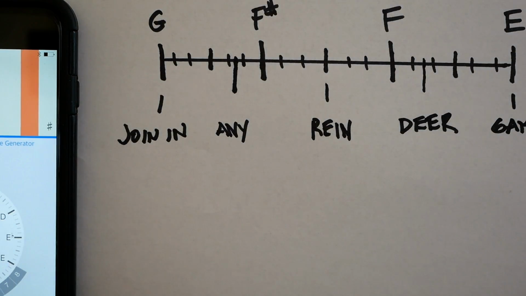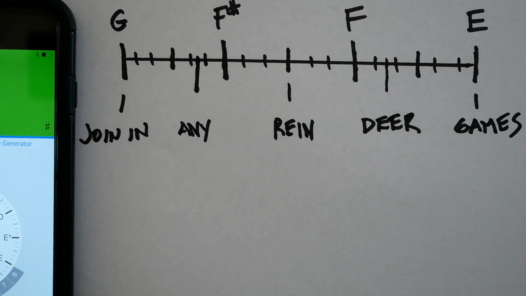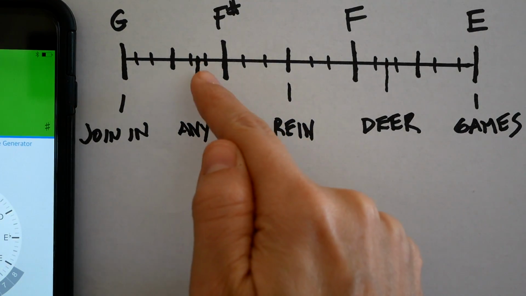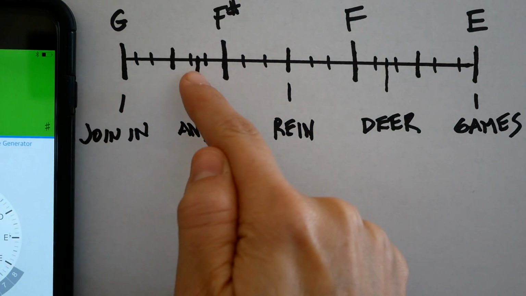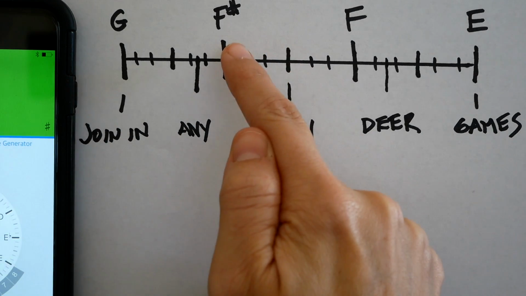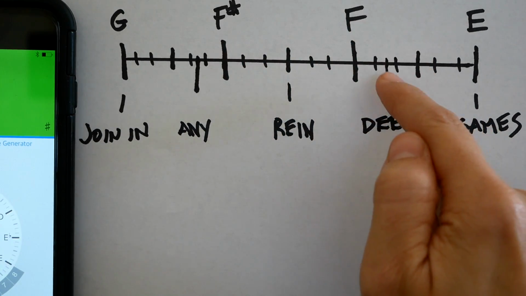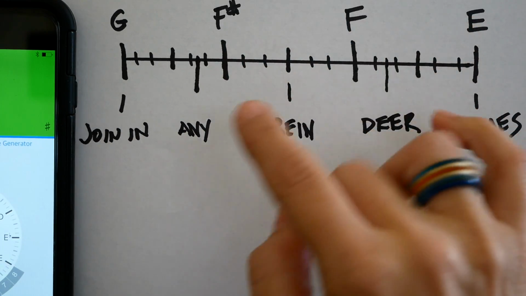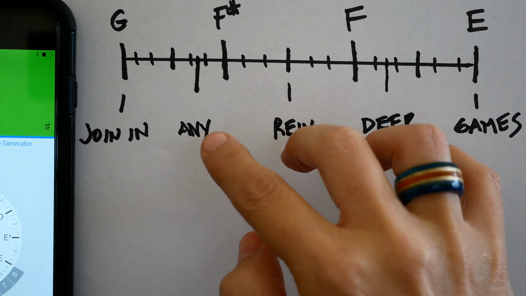Make sense? So now we can actually see what he means by breaking it up evenly. It's basically 2/3 of the way between G and F sharp, and then halfway between F sharp and F, and then 1/3 of the way between F and E, right? That breaks it up exactly even.